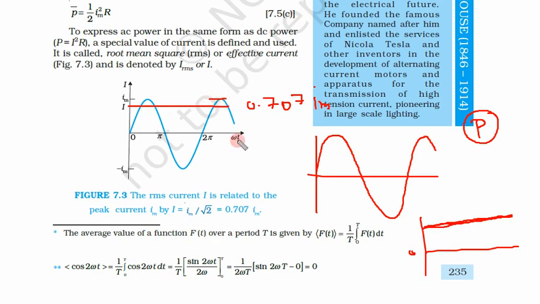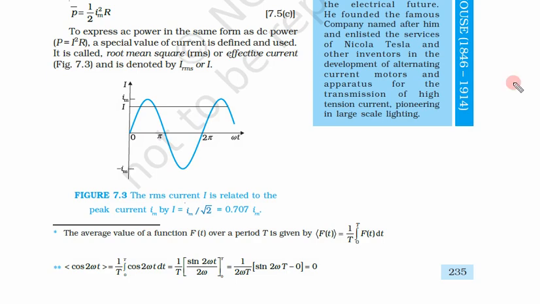That is the meaning of this. If we flow 0.707 of the maximum current flowed in this AC circuit, then the power consumed in both circuits remains the same. Let me put it with a numerical example. Suppose we have an AC circuit.